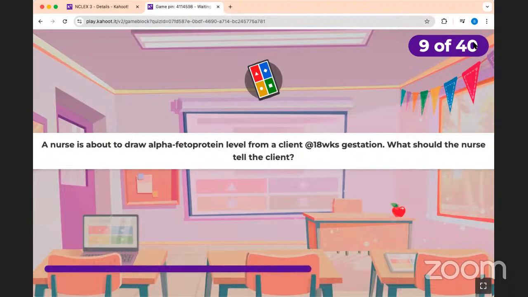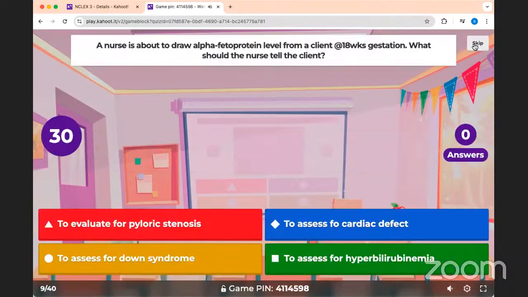A nurse is about to draw an alpha-fetoprotein level from a client at 18 weeks. What should the nurse tell the client? You see, 5 seconds to read it. Alpha-fetoprotein, what does it mean? That's what the question is asking you. What does alpha-fetoprotein mean? So what are you going to tell the mother? That I'm going to draw this.